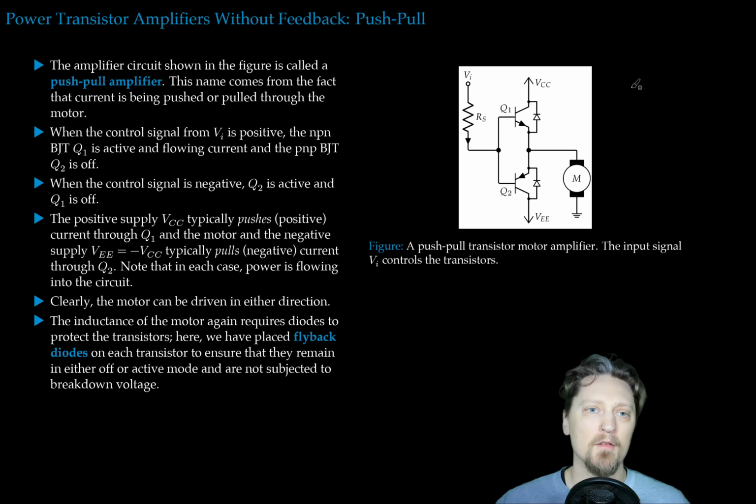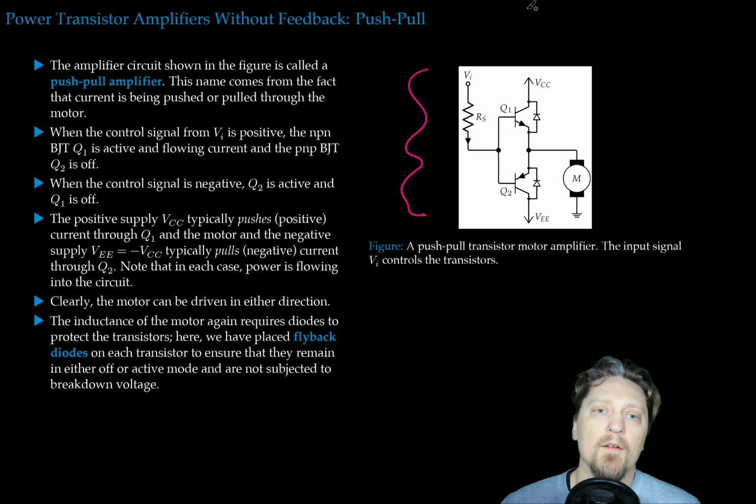Another type of power transistor amplifier without feedback is the push-pull amplifier. The amplifier circuit shown in the figure over here is called a push-pull amplifier. This name comes from the fact that current is being pushed or pulled through the motor, and we'll see what pushed and pulled mean in a moment.